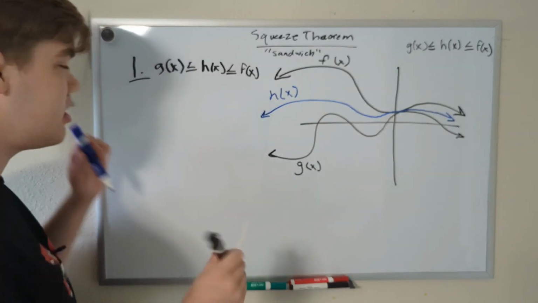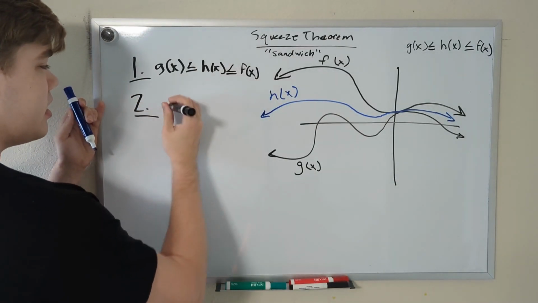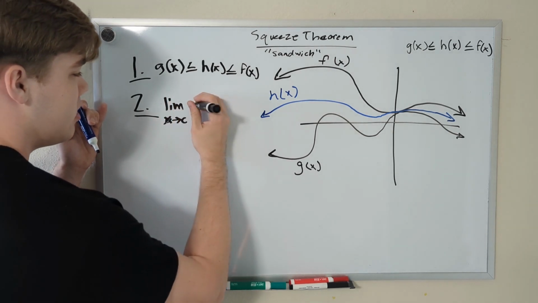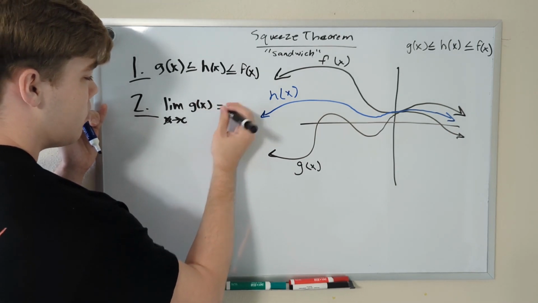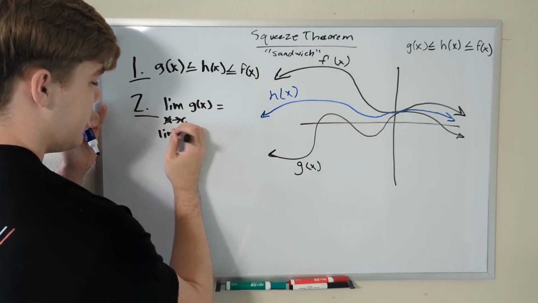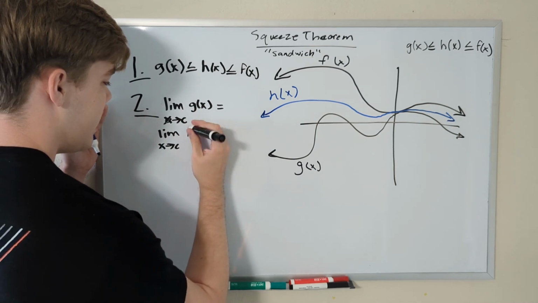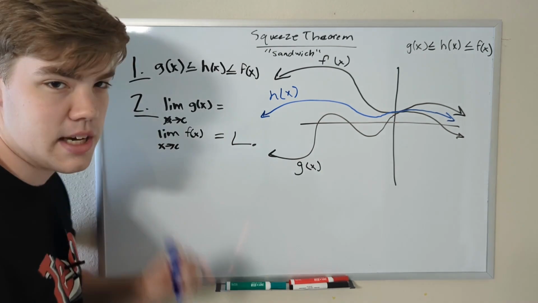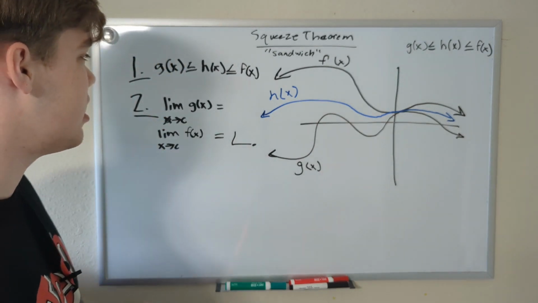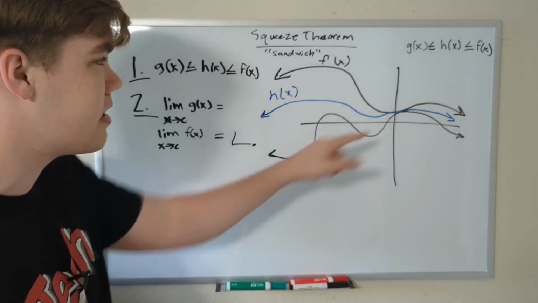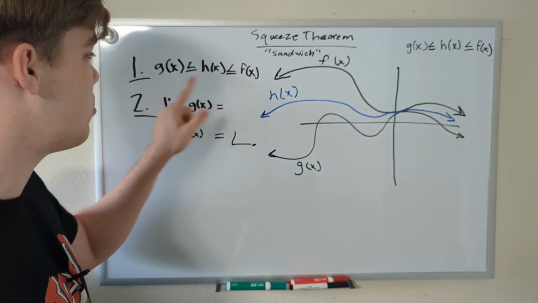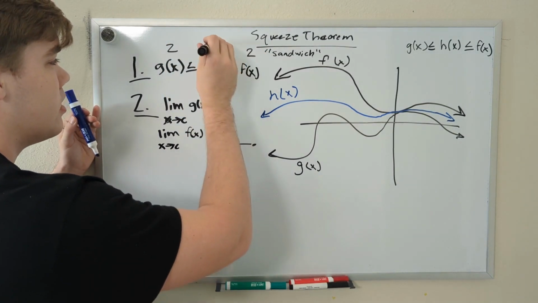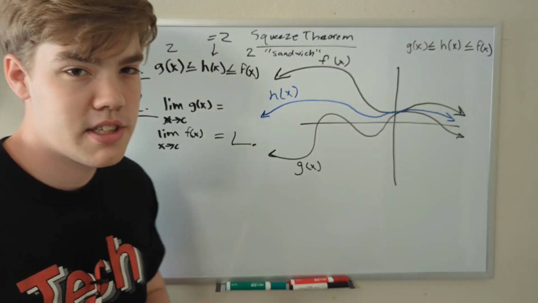It may not show up great in the drawing, but this h of x is always between f of x and g of x. And condition number two, the limit as x approaches some constant c of g of x must equal the limit as x approaches c of f of x. And both of these limits must equal L, in other words, the same thing. And if these two limits equal each other, the limit of h of x is the same thing, because based on this rule, it will always be between these two. And let's just say that the limit of g of x is 2, and the limit of f of x is also equal to 2, this limit must equal 2. That's what the squeeze theorem is used for.